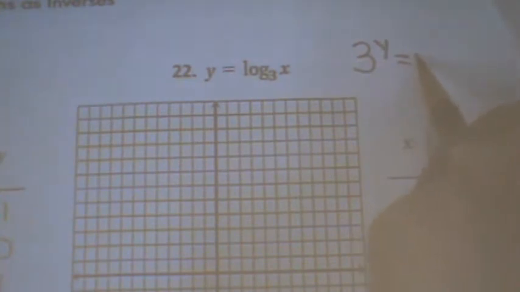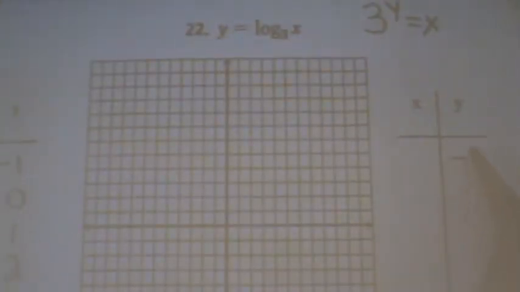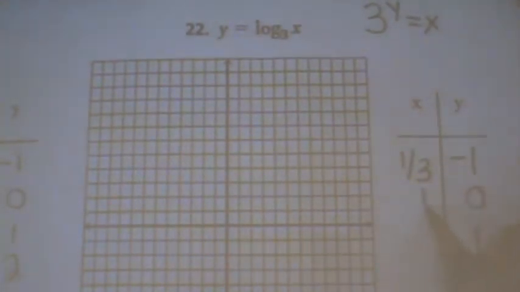For 22, give me the function in exponential form. 3 to the y power is x. Give me 4 points. -1, 0, 1, and 2. So a third, 1, 3, and 9. Over a third, down 1. Over 1, up 0, 3, 1, and 9, 2.